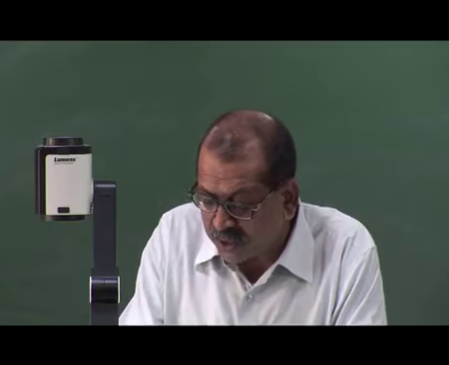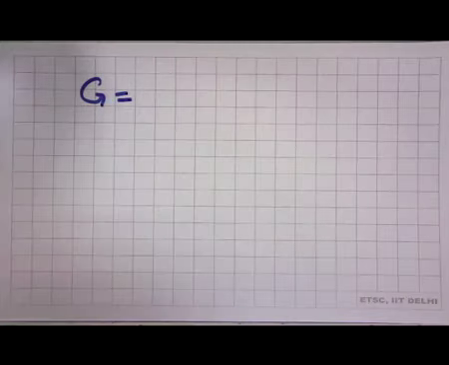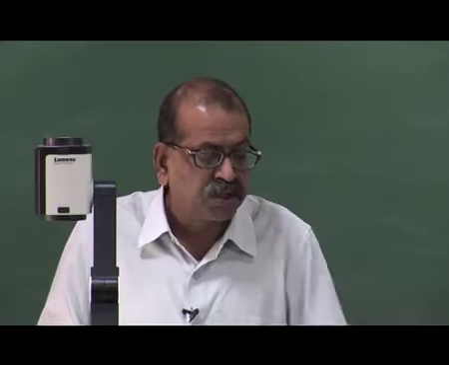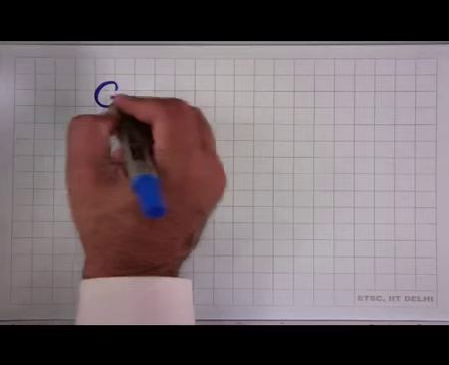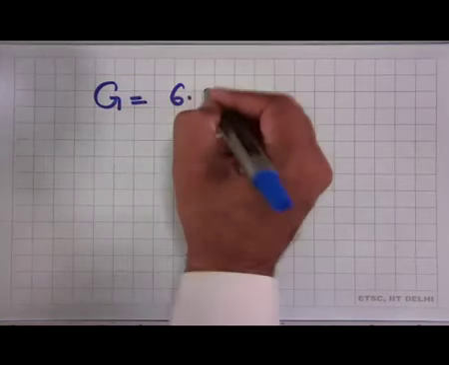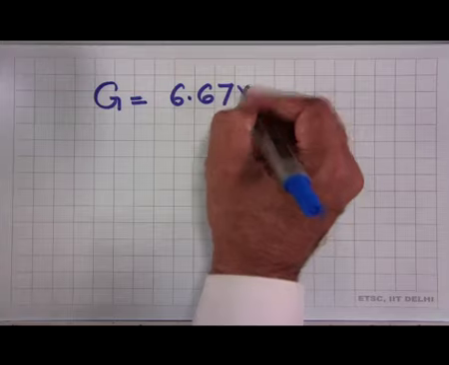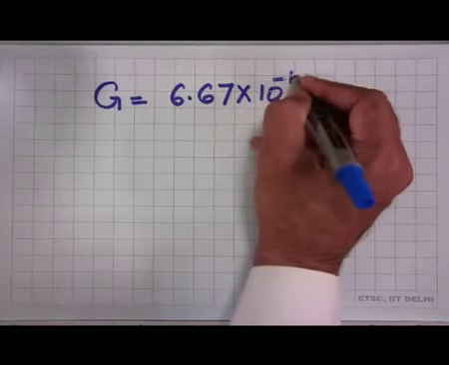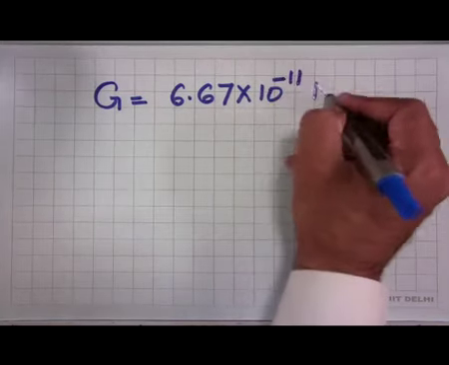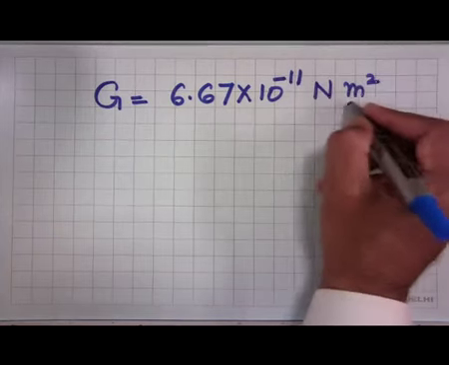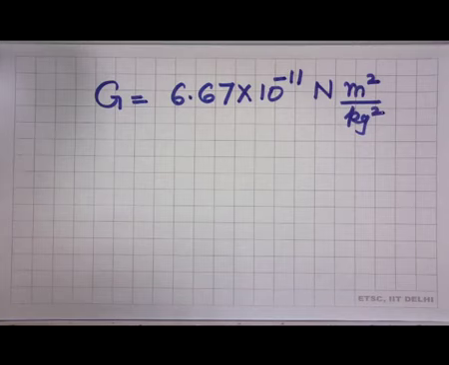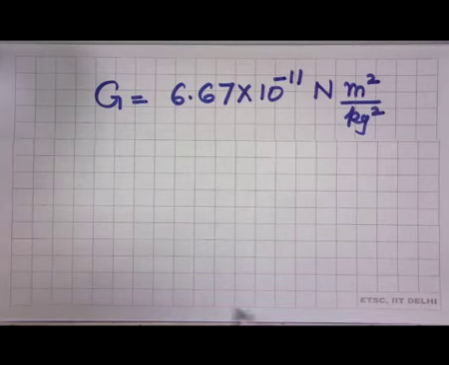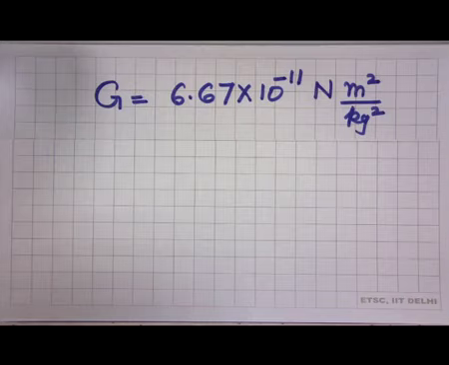Now, first of all, capital G is a constant which is valid all over the universe. That is why the law is termed as universal gravitation. Capital G was found using experiment to be 6.67 into 10 to the power of minus 11 newton meter square per kg square. So, this is the value of capital G.